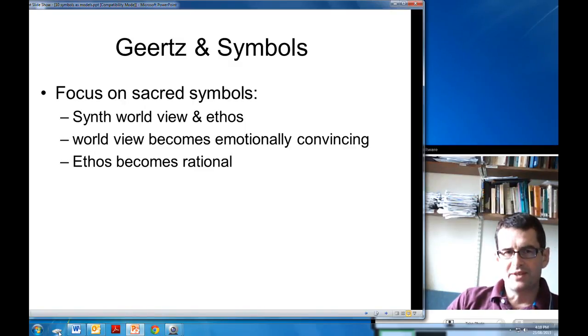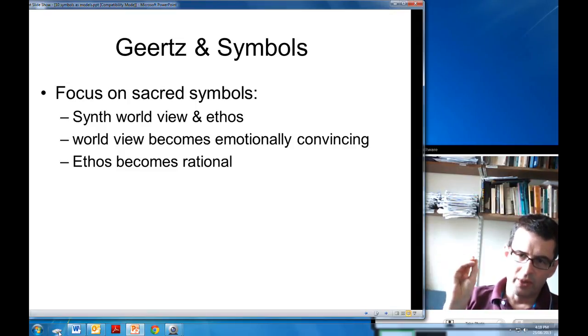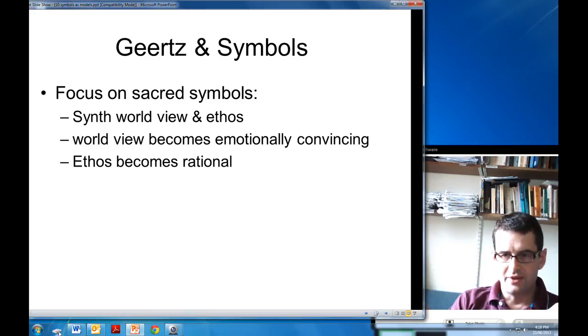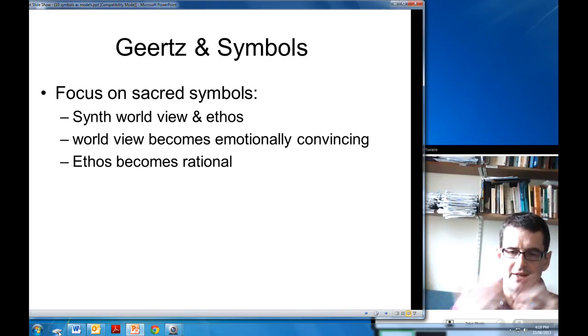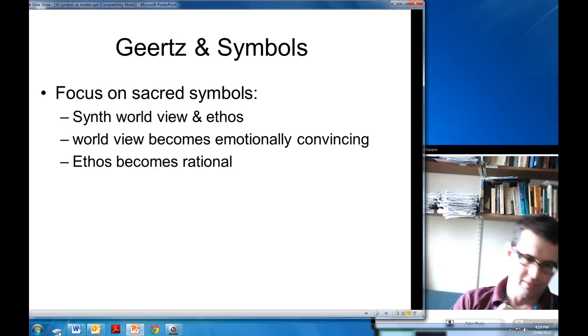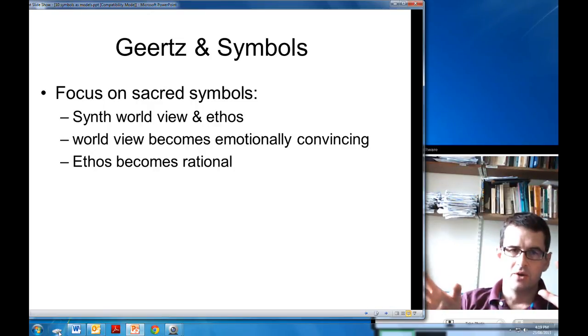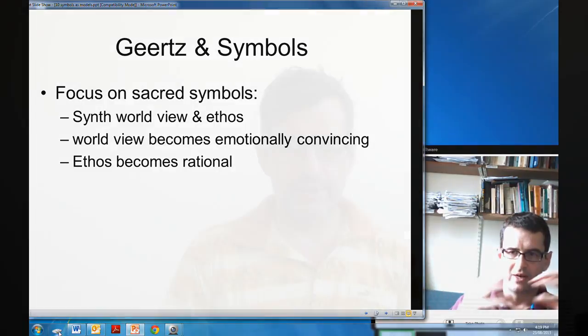And the way sacred symbols make the world, the way you look at the world, seem emotionally convincing, and the way you act seem rational. Now, there's a kind of clear link here. The way you act will be related to how you see the world. If you believe that there's a God who determines everything in the world, it makes sense to pray to him. If you don't believe that there's a God, it doesn't make sense to pray to him. So the way you look at the world, your worldview, and ethos, the way you act, are naturally linked.